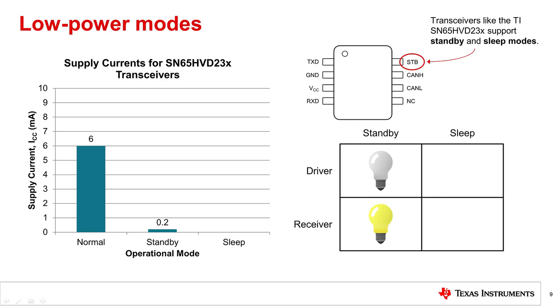In this listen-only state, the transceiver is completely passive to the bus. During sleep mode, both the driver and the receiver are switched off. In this ultra-low power mode, the bus pins are in a high impedance state, while the TXD and RXD pins default to logic high. The device remains in standby or sleep mode until the processor deactivates this mode via pin 8.